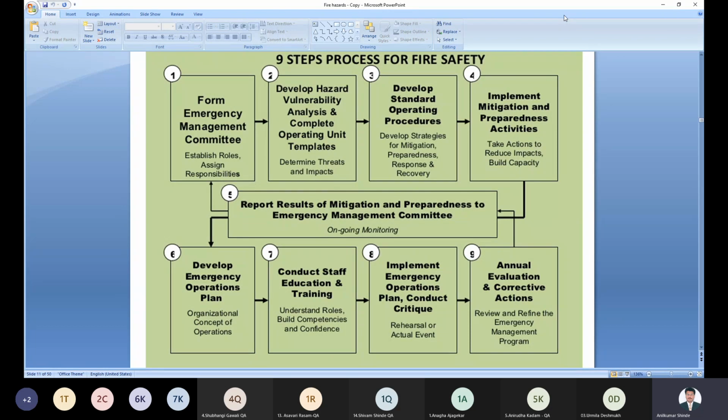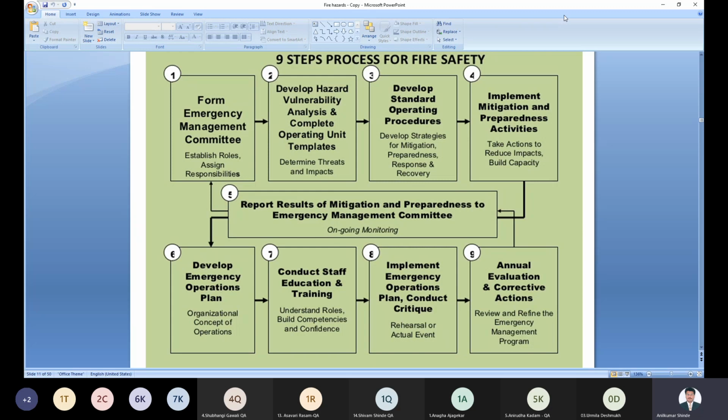Conduct staff education and training. Every employee, every staff member, should understand their role. So build up competency in a department, competency in the total company. Then we can build up confidence about how to do a good job in a company. This confidence can develop after staff education as well as staff training is provided. Then implement the emergency operation plan, conduct and critique.